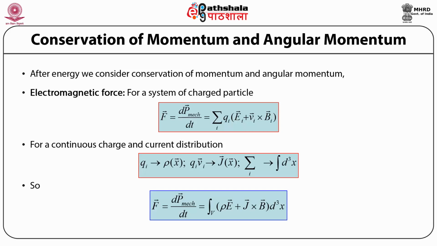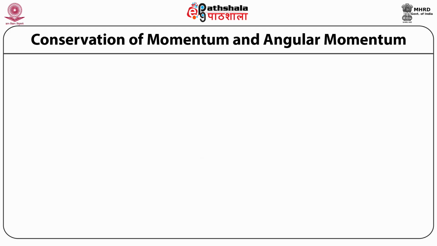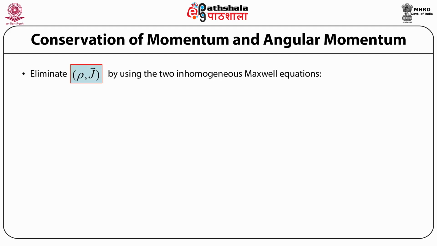and this is equal to the volume integral over the volume element d cube x of bracket open the charge density rho times the electric field vector E plus the cross product of the current density vector J and the magnetic field induction vector B. So from this equation, again, we want to eliminate the charge density rho and the current density J by using the two inhomogeneous Maxwell's equations.